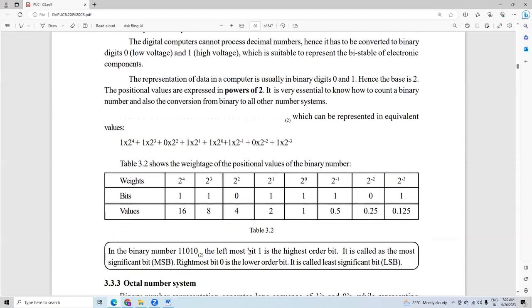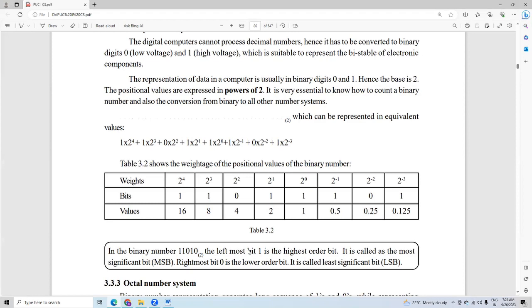The representation of data in a computer is usually in binary digits 0 and 1. Hence, the base is 2. There are only two digits. The total number of digits present in a binary number system is 2. They are 0 and 1.